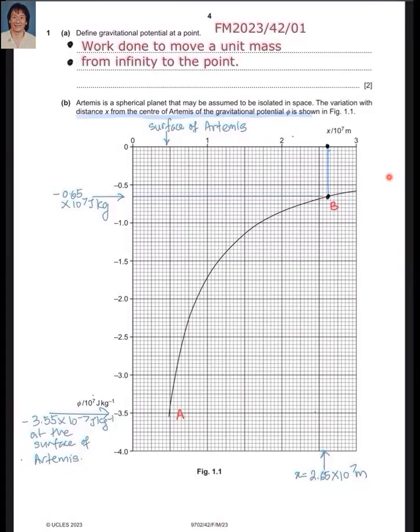Now, in this question, you have to refer to point A and point B. Point A refers to the surface of Artemis. You can see that the gravitational potential at the surface of Artemis is around 3.55 times 10 to the power 7 joule per kilogram.